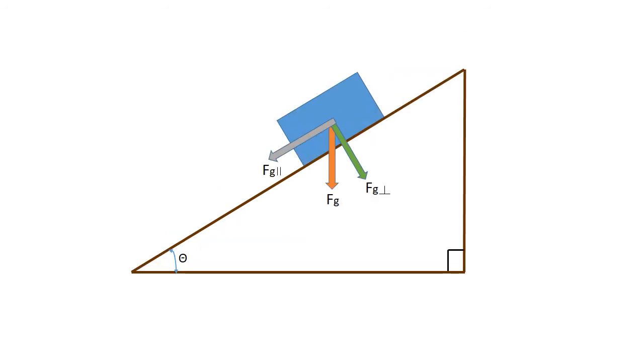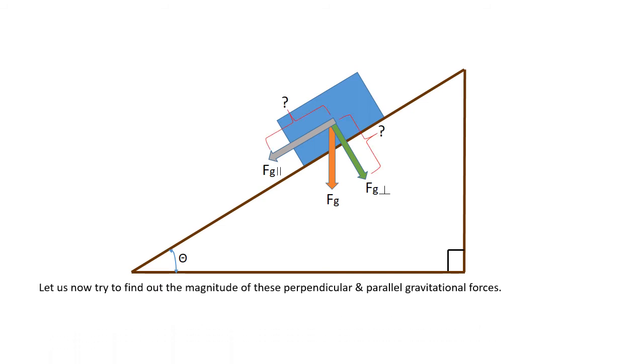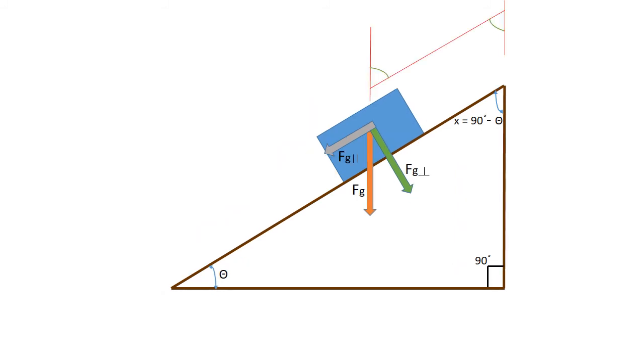Let us now try to find out the magnitude of the perpendicular and parallel components of gravitational force. We know the sum of all angles in a triangle is 180 degrees, and our sketch being a right angle triangle, we can arrive at angle x as 90 minus theta. Let's recollect from our geometry classes that when two parallel lines are cut by a transverse line, the alternate interior angles are equal.